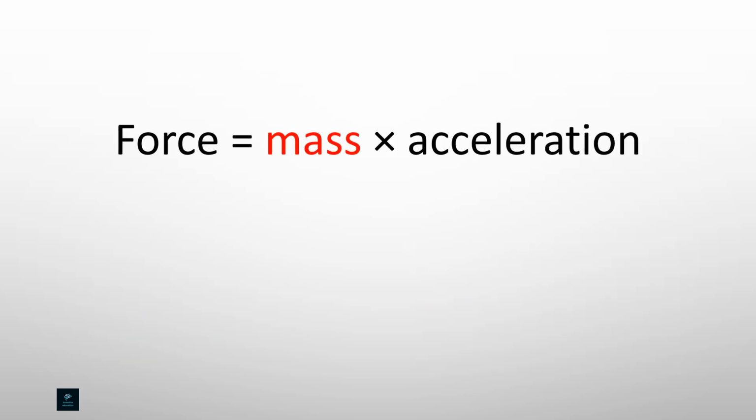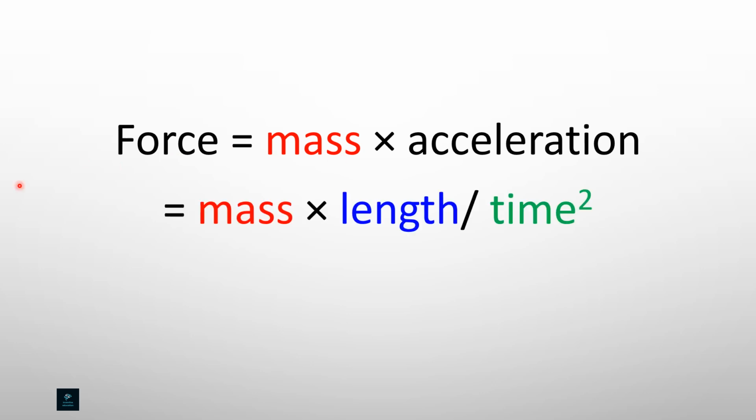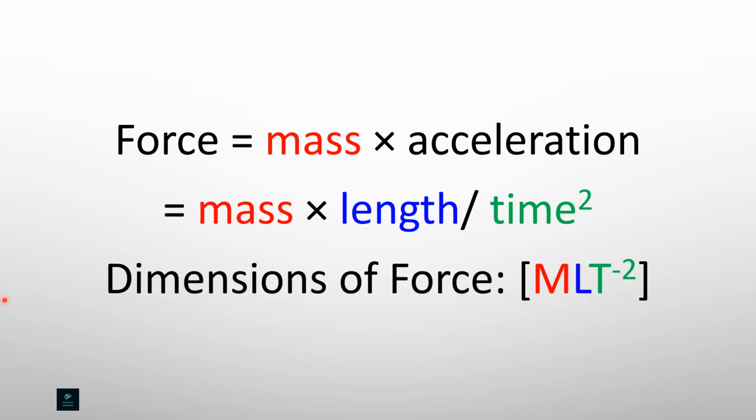In this example, we want to obtain the dimensions of force, which is equal to mass times acceleration. The acceleration is written as length over time squared. Therefore, the dimension of force is M to the power 1 for mass, L to the power 1 for length, and T to the power minus 2 for time.